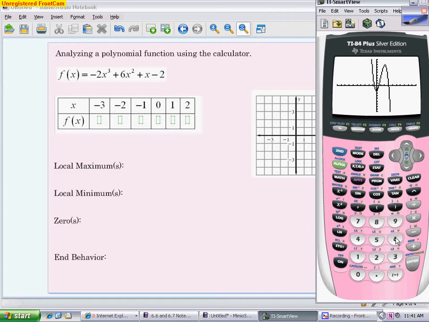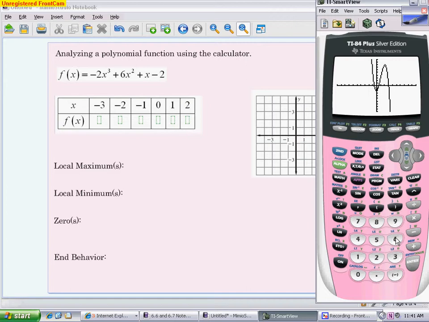First thing that we can see visually is that it crosses the x-axis 3 times. That means it has 3 zeros. They are all real. This was a third-degree polynomial, so I had all 3 real, meaning there are no imaginary zeros. The other thing that I can see are the turning points.